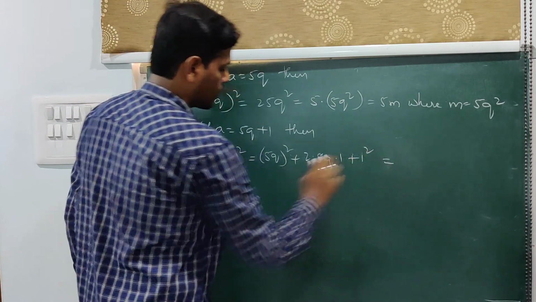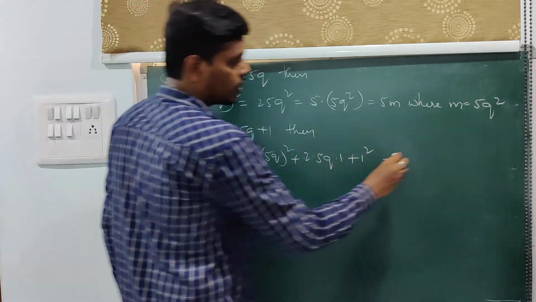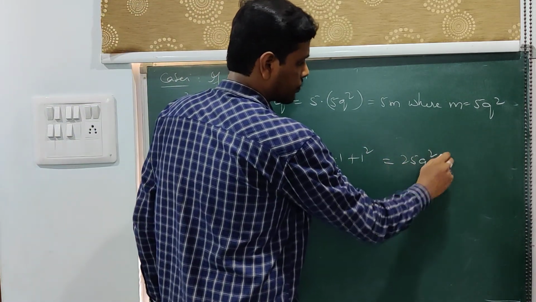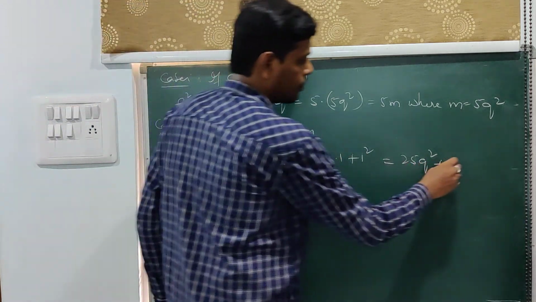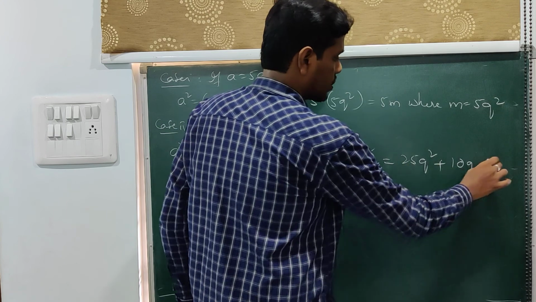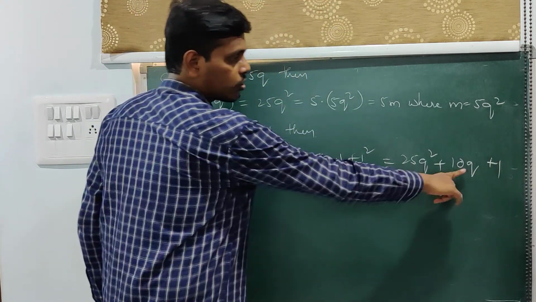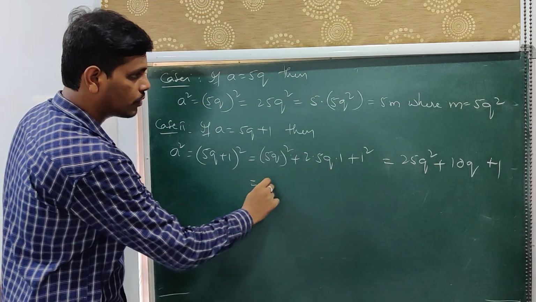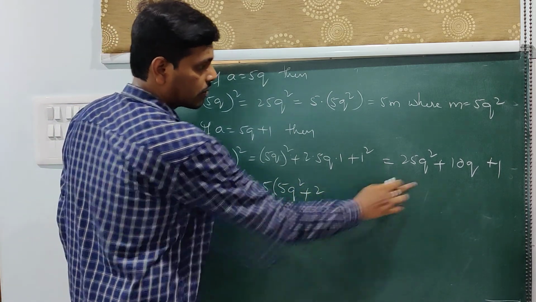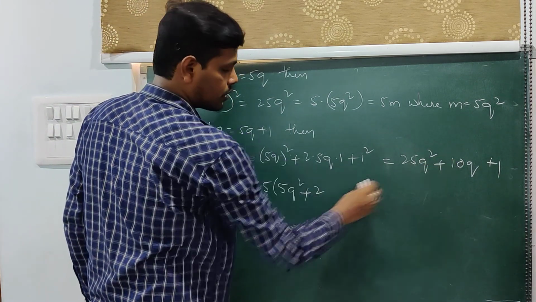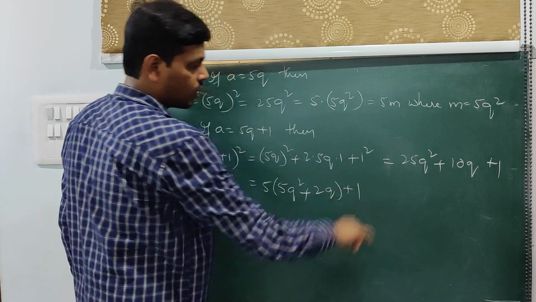Now simplify this. 5q whole square gives you 25q square, plus 5 2s are 10, 10q into 1 is 10q, and 1 square is 1. Now among these two you can take 5 common. So if you take 5 common, then this is 5q square, and 5 2s are 10, so 5 is taken out, and you will be left with 2q plus 1.